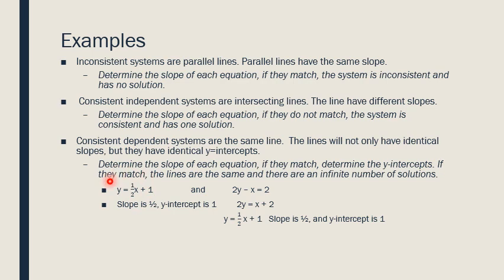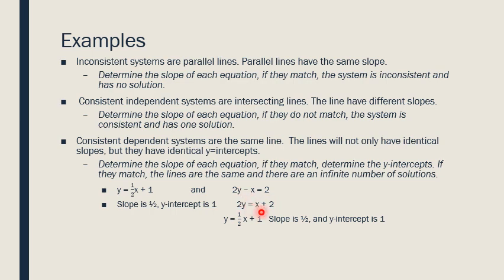Take a look at these two equations. I've got y = 1/2 x + 1 and 2y - x = 2. They certainly don't look like the same equation. In this first one, because it's written in slope-intercept form, I can easily tell that the slope is 1/2 and the y-intercept is 1 just from looking at the equation. However, this other one needs to be solved for y for me to determine if the slopes are the same and if the y-intercepts are the same.